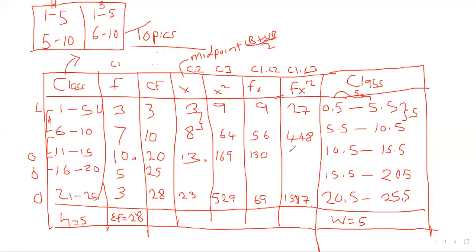How do we get this column? Team members, help. So for that one, we multiply the frequency times the x squared. So it gives us 1,690. Good.